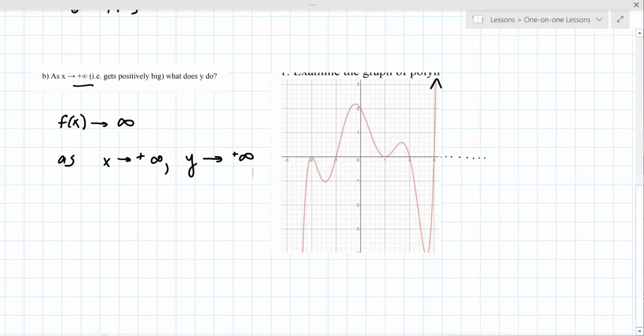So then we can actually ask the same question when we go the other direction. So we'll put that here, and it says as x goes to negative infinity. So that's on this side here. Basically, you're going left. So as x goes to negative infinity, y goes to negative infinity.